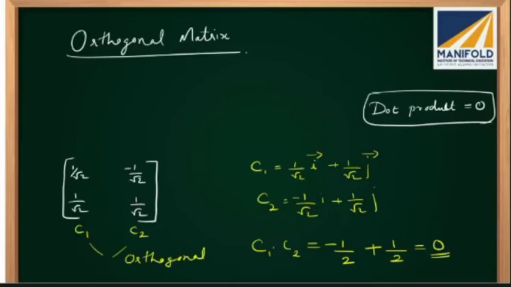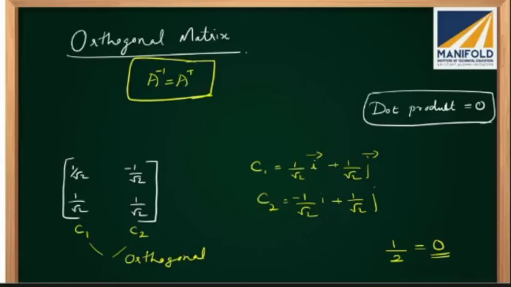Now, if it has to be an orthogonal matrix, then it has to obey some more properties. Just columns being orthogonal is not enough. I need to get the inverse of that particular matrix equal to the transpose of the matrix. Let us see what is the inverse of this particular matrix first.